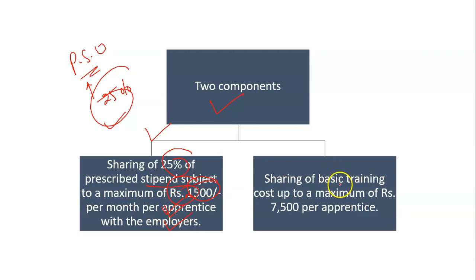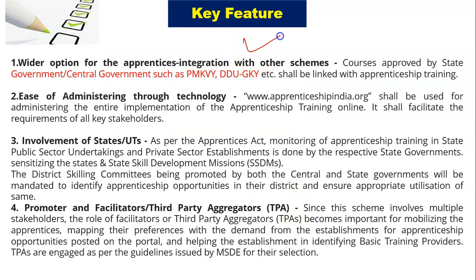And in case someone is getting training, then there is sharing of basic training cost up to a maximum of 7,500. So you can understand, if someone is doing apprenticeship in any PSU or any company, then a share of 25% will be given for the stipend he is getting with the maximum capping of 1500, and if he is getting training, then the maximum cost borne by the government will be 7,500 per apprentice. Right.